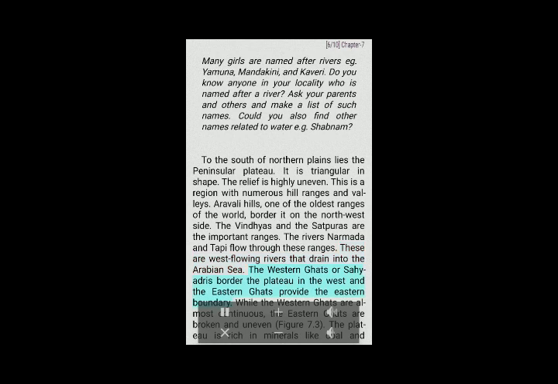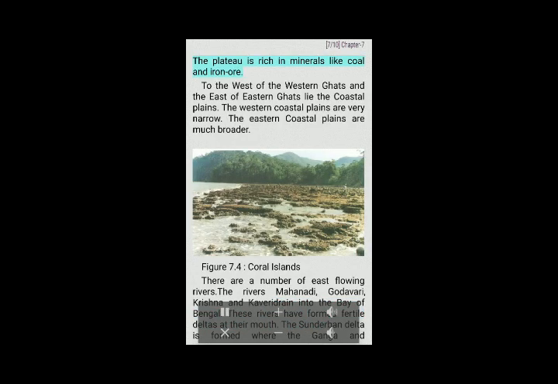These are west-flowing rivers that drain into the Arabian Sea. The Western Ghats or Sahyadris border the plateau in the west, and the Eastern Ghats provide the eastern boundary. While the Western Ghats are almost continuous, the Eastern Ghats are broken and uneven, Figure 7.3. The plateau is rich in minerals like coal and iron ore.